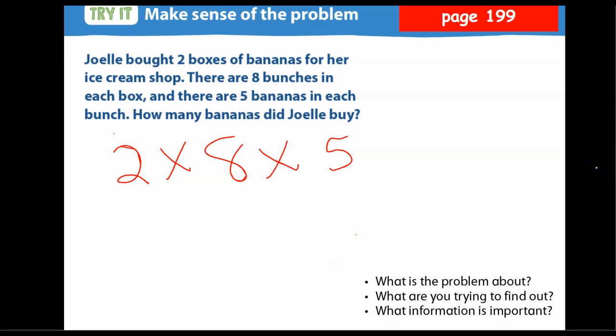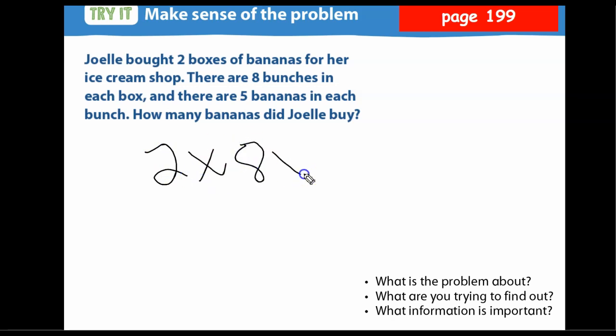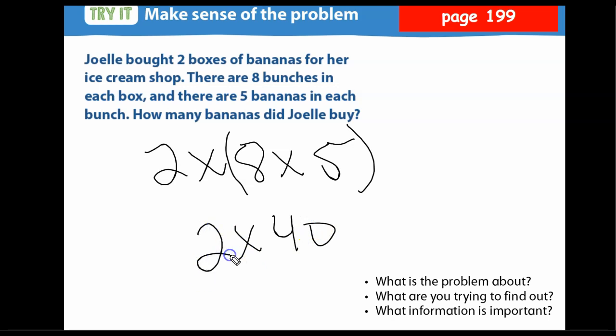I could also group this. 2 times 8 is 16, and then 16 times 5, which is probably going to be easier if I put parentheses around 8 times 5, right? Okay. So again, we have 2 times 8 times 5. We said that we're going to put parentheses around 8 times 5, which is 40, times 2. 2 times 4 is 8, with 1 zero.